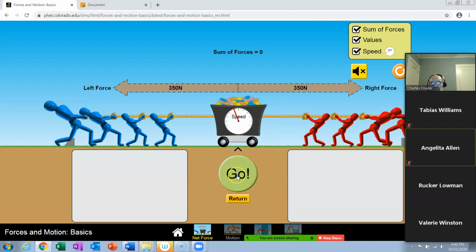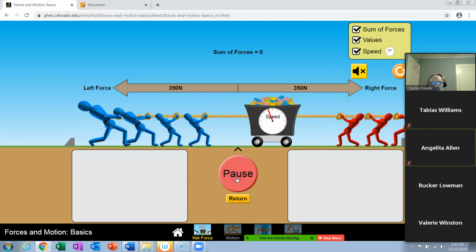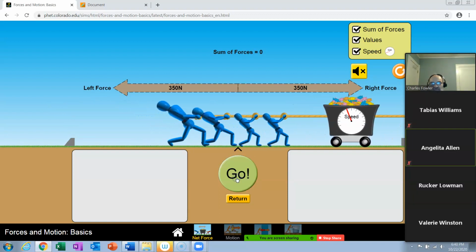Let's see if that works. Never changed, did it? It continues to the right at the same speed. Why? Because there was no net force. With no net force, there's no acceleration. With no acceleration, the speed does not change. Even though you had the same forces on both sides, it doesn't change the speed. That's the key.